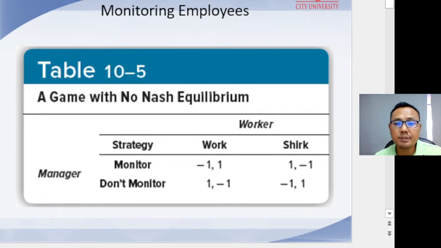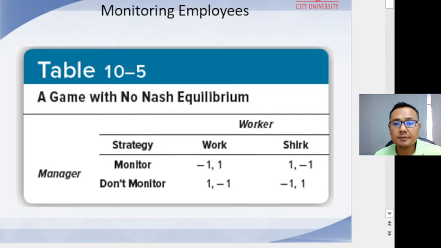To see this, suppose the manager's strategy is to monitor the worker. Then the best choice of the worker is to work. But if the worker works, the manager does better by changing his strategy, like choosing not to monitor. Thus monitoring is not part of a Nash equilibrium strategy.